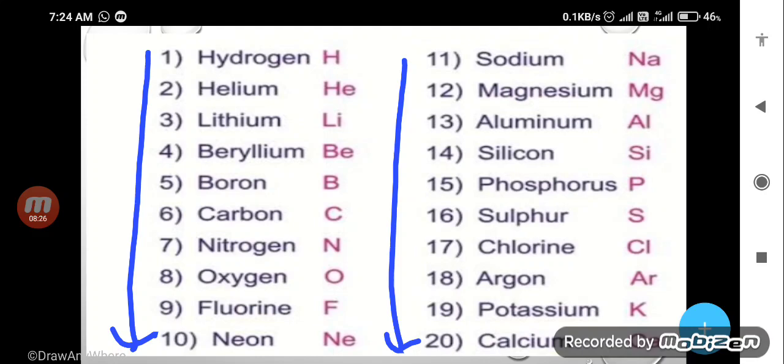Here you can see that hydrogen and helium both start with the same alphabet. So what makes them different? The second letter makes them different, and in the case of helium we write e. Already we know the rule is that if we write the second letter, it must be a small letter. That's why helium is written with H as a capital and a small e. That makes the difference between hydrogen and helium.